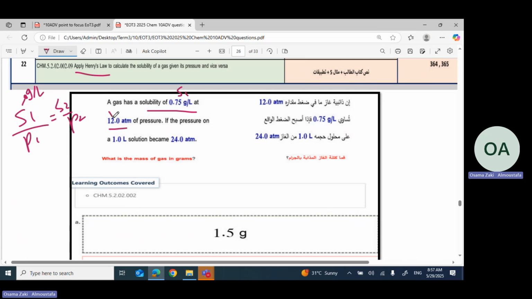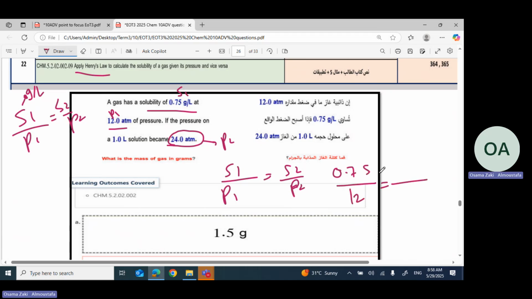And this one is P1. If the pressure on 1 liter is 24 atm, this is P2. So S1 over P1 equals S2 over P2. So S1 is 0.75 over P1, which is 12, equals S2, we don't know S2, over P2, which is 24. So use your calculator to find that. S2 equals what? 1.5 gram per liter.